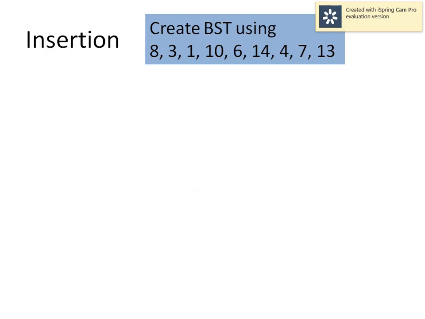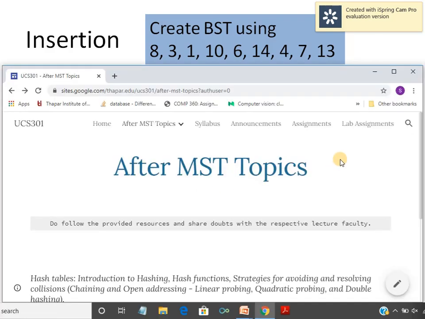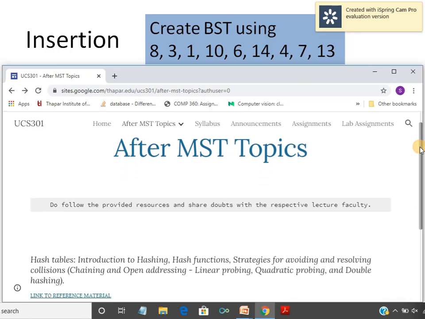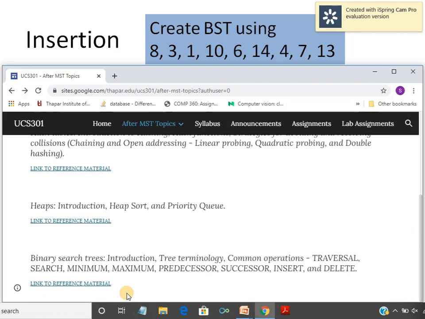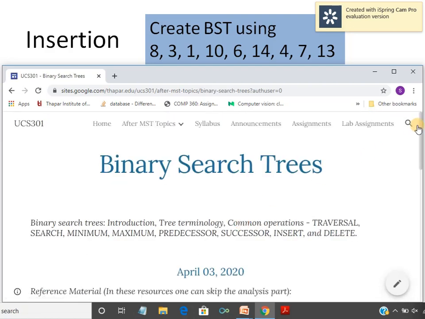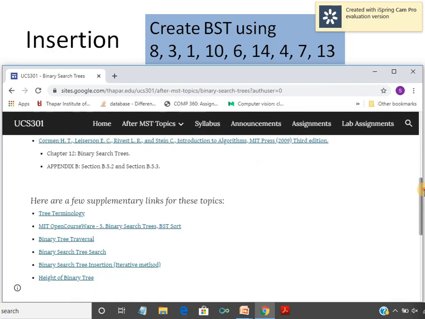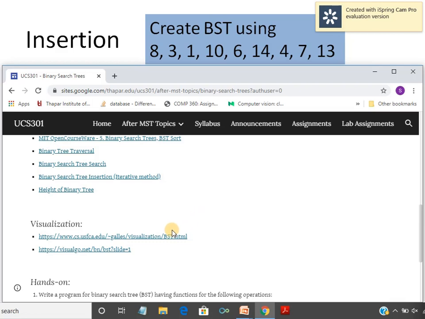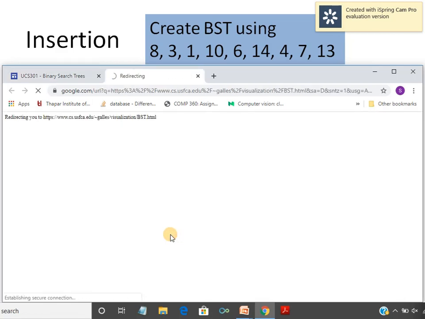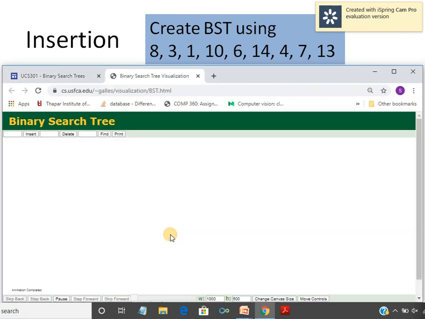For this, I'm going to use a platform, or you can say the visualization link which we have already shared with you all. For that you have to simply visit the after MST topics and then go to the binary search tree reference material link. Here you will get the visualization link with the help of which we are going to generate the binary search tree. As you can see, this interface is very simple.